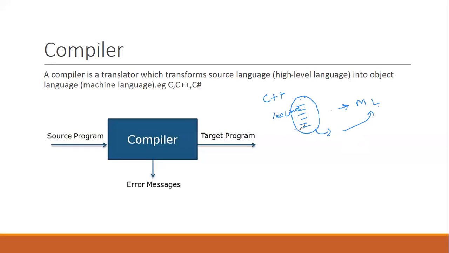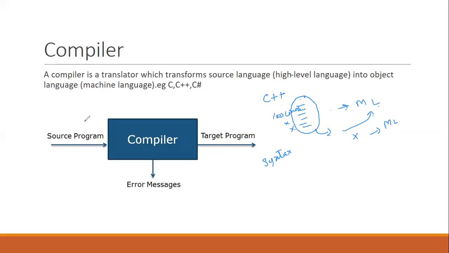If there is any error, say for example on line 50 or line 40, the error should be a syntax error, not a logical error. So if you have any syntax error, then this entire code cannot be converted into the machine language. But if everything is fine, then the entire code gets converted into the machine code or machine language.